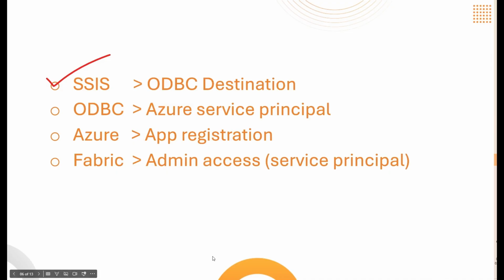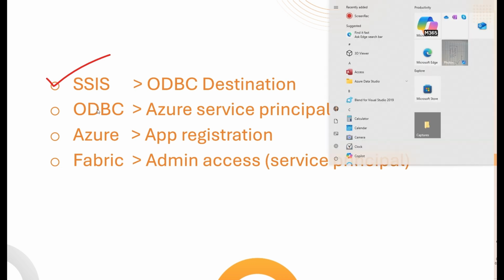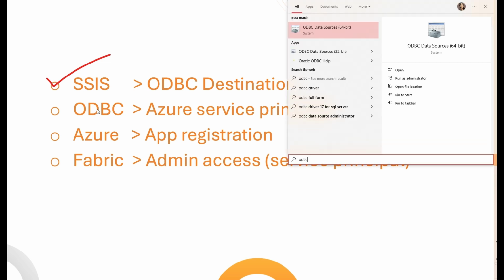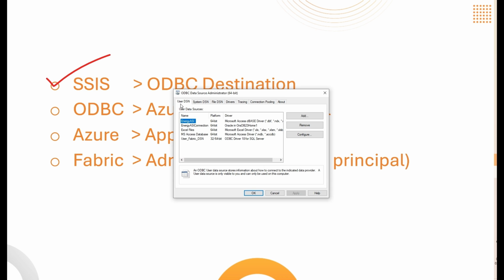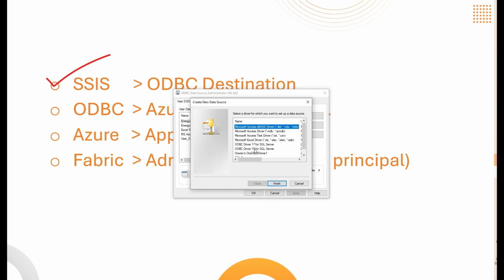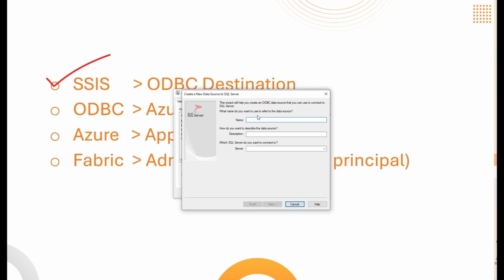As we are done with the SSIS overview, next we will move to configure ODBC driver. For ODBC driver, I will be searching ODBC data source configuration 64-bit. Over here, we will be adding user DSN for ODBC driver 18, and we will be naming it as Fabric data warehouse user DSN.